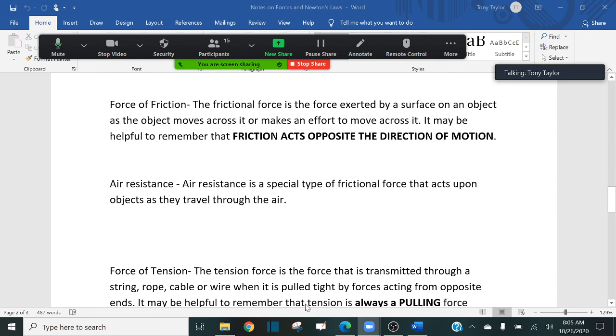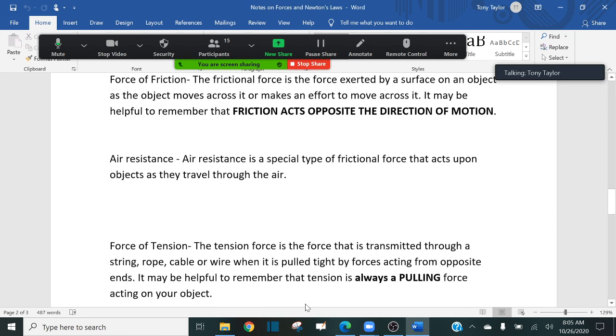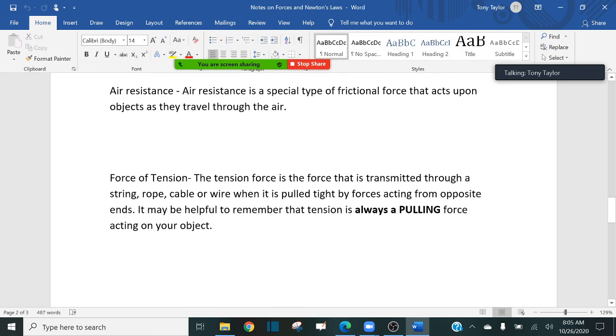One more force that we need to talk about. Of course, I've already mentioned this force to you all when I showed you the video of Lexi bungee jumping. This force is the force of tension, or in other words, the tension force. It is the force that is transmitted through some sort of string, rope, cable, or wire when it is pulled tight by forces acting from opposite ends. It may be helpful to remember that tension is always a pulling force acting on your object.